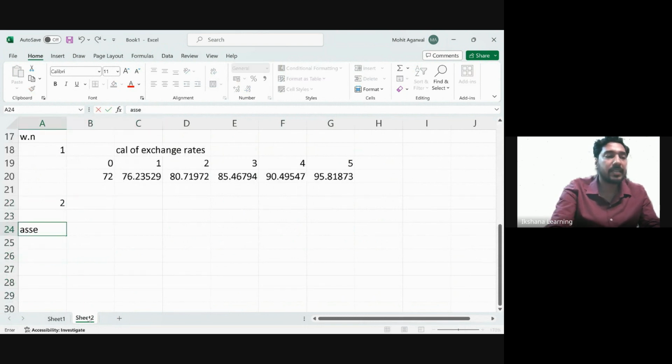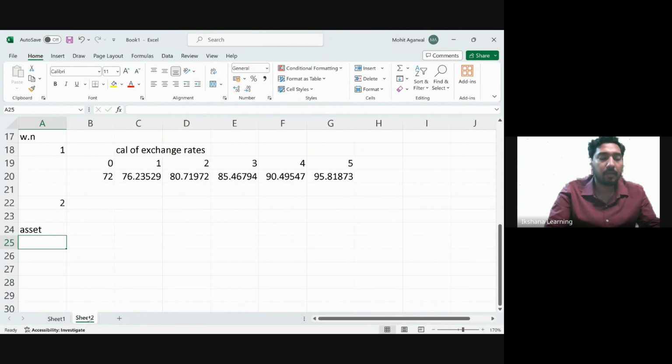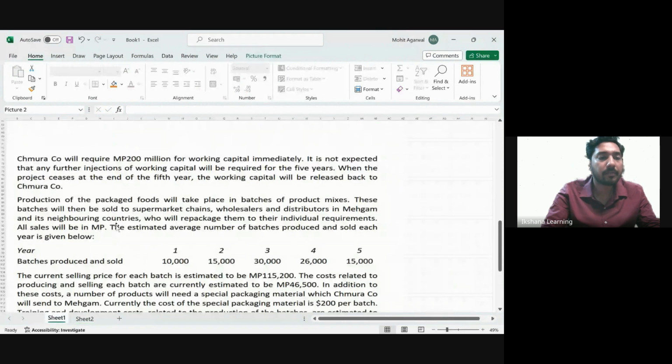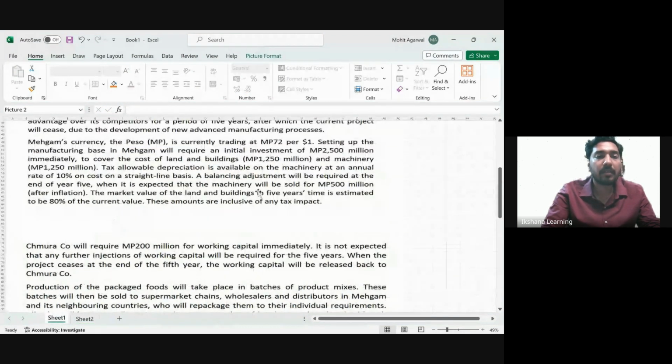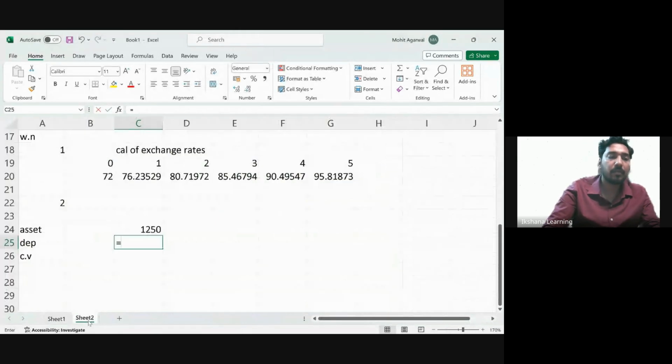So, asset depreciation and carrying value. I think the asset is of 1250, right? Depreciation they have given, I think, SLM method. Machine, tax liable, machine on 10% on SLM, right? So this is at 10%. This 0.1, 1.25 is the depreciation.